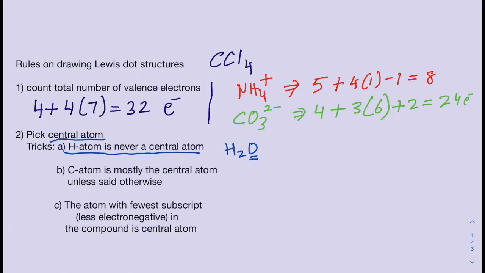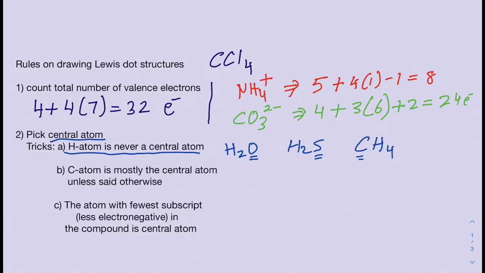Let me take another example. What if I have H2S? In this case, I've got 2 hydrogens and 1 sulfur. Like I said, hydrogen is never a central atom. That means your sulfur would be the central atom. I can take maybe another example, CH4. Again, hydrogen is not going to be the central atom, so it's going to be the carbon. Okay, there are going to be times when you don't have hydrogen in the molecule. Then how do you determine your central atom?